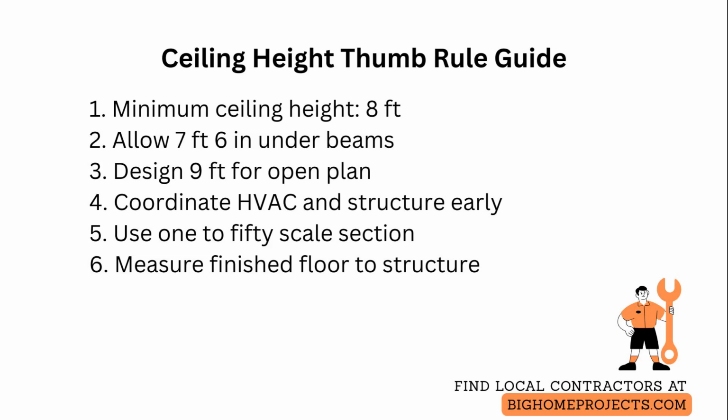such as under beams or ducts, but only after confirming local building code allowances and how those changes affect egress and ventilation. When planning open-plan living or rooms meant to feel spacious, design for 9-foot ceilings where feasible, because that extra foot improves daylight penetration and perceived volume without changing the same floor footprint.